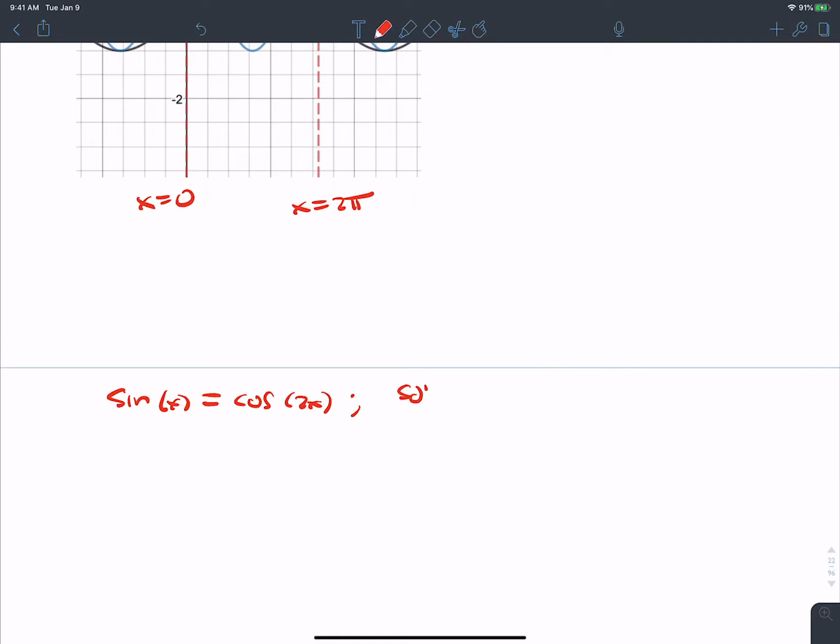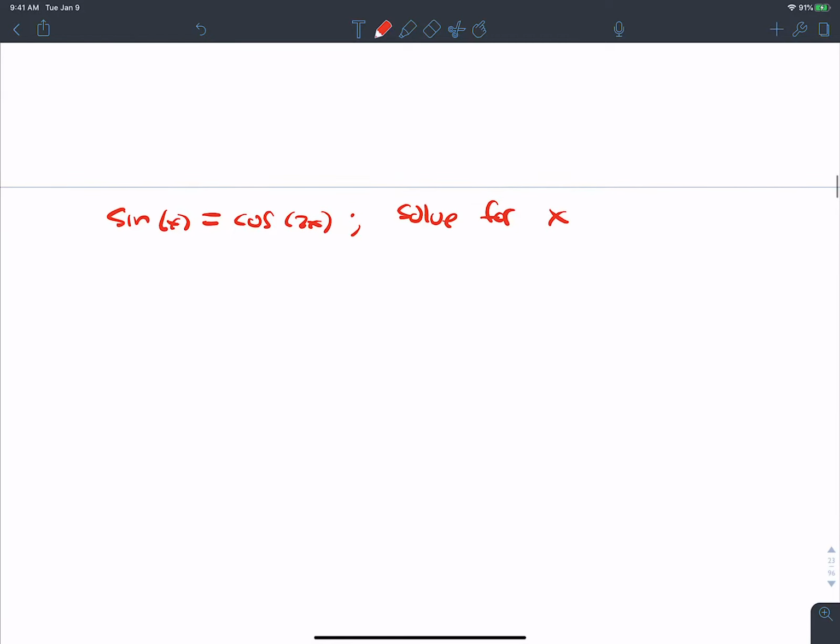And then you solve for what? You solve for x. Is that right? Okay, does anybody know how you solve this trig equation? Do you guys remember this one?